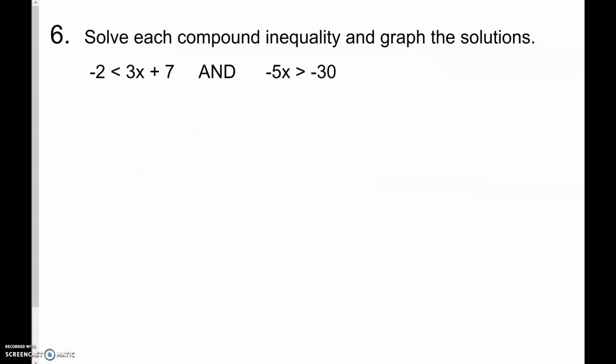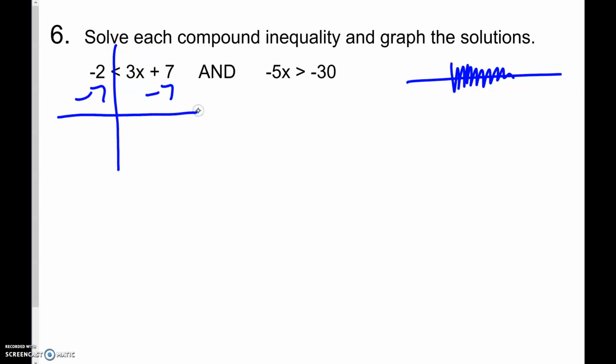All right, last problem of the review here. Again, we have an and problem. When that says and, we should know that our graph is going to be shading between. So in this problem right here, I want to get x all by itself. So I'm going to subtract 7. Please use your calculator to do -7 minus 2 is a -9. We subtracted, so I am not going to flip my sign.